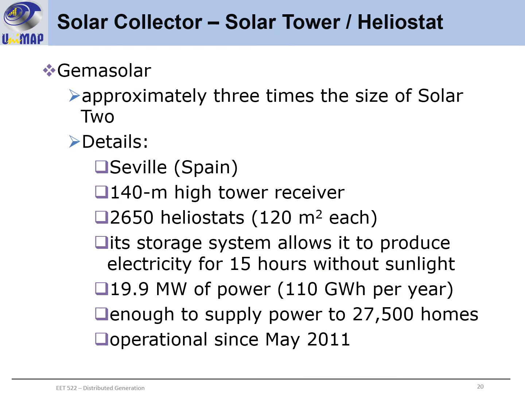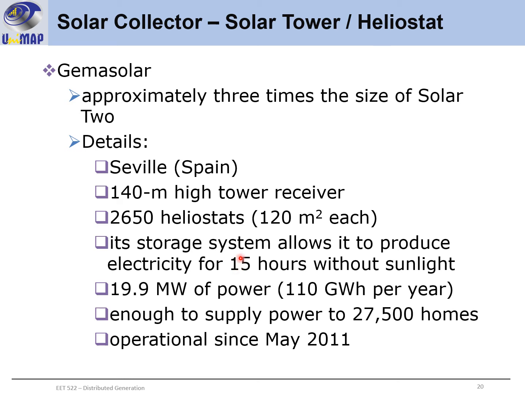Okay, the next power plant is the Gema Solar. This is 3 times the size of the Solar 2, and it is located in Seville, Spain. And this one utilized 2,650 heliostat, and each of them has 120 meters square of area. So the storage system that this power plant utilizes is able to produce electricity for 15 hours without the sunlight.